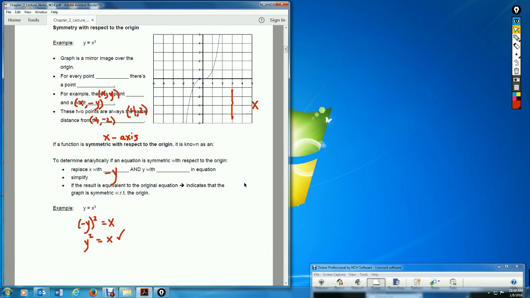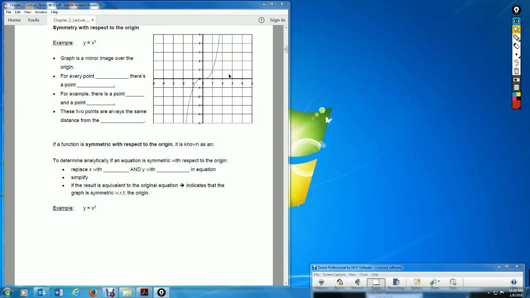Symmetry with respect to the origin. So here is an example, the cubic equation, y equals x cubed. In this case, the graph is a mirror image over the origin. Now this one is, I think, harder to visualize. So let me just tell you this first. In this case, for every point x comma y, there is a symmetric point negative x comma negative y.